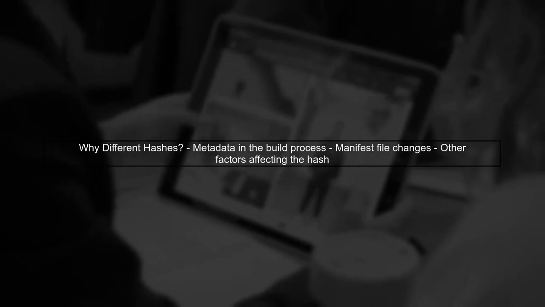Let's get started. The reason your jar files have different hash values each time you build them is due to the inclusion of metadata in the build process. Even if you remove certain elements from the manifest, other factors can still affect the hash.